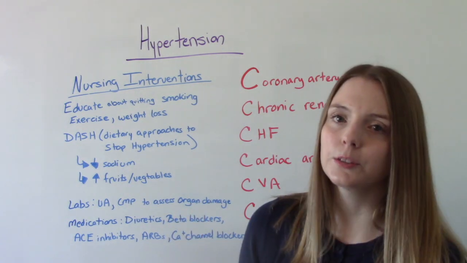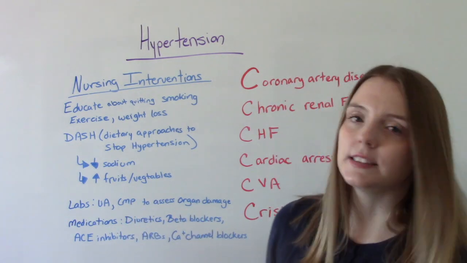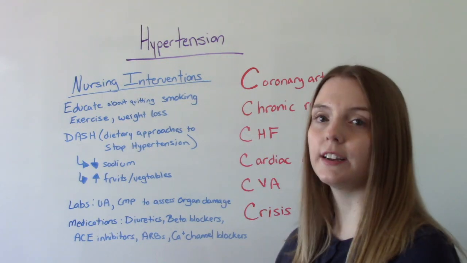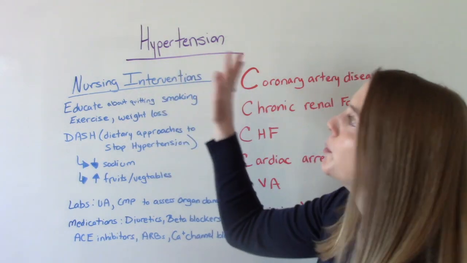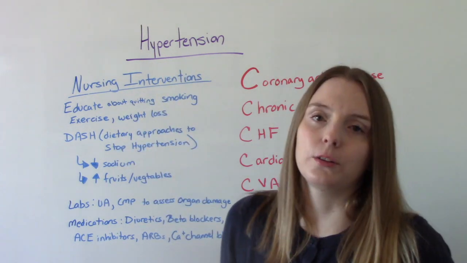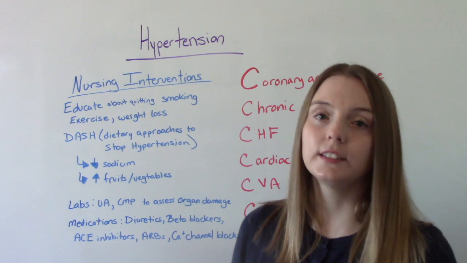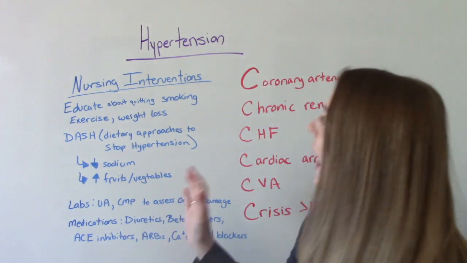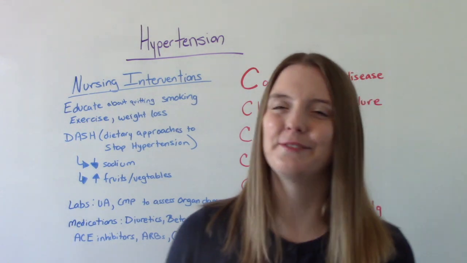Some labs the nurse might have to draw. You might want to get a CMP or a UA. This is going to help us assess the organs for damage, because people who've had long-term hypertension can start seeing it affect their body. So they can start seeing it affect their organs, and that can be present in organ damage. And then, of course, the big one, lots of meds.